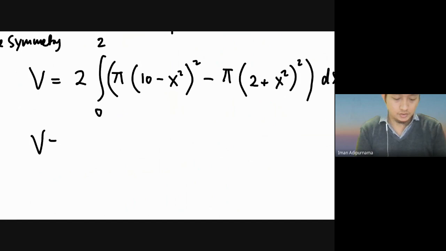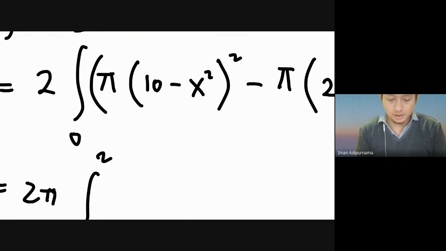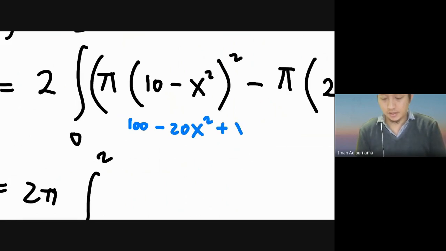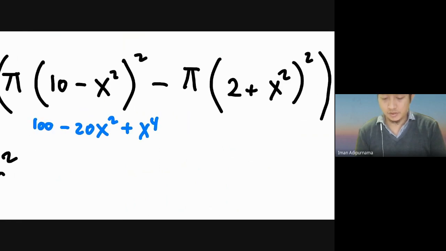Let me calculate here. It's 100 minus 20x squared plus x to the power of 4. Okay, and careful when you are doing this, because I think some of you take the expansions in the wrong calculation, so you get the wrong answer. And this one, 4 plus 4x squared plus x power 4.